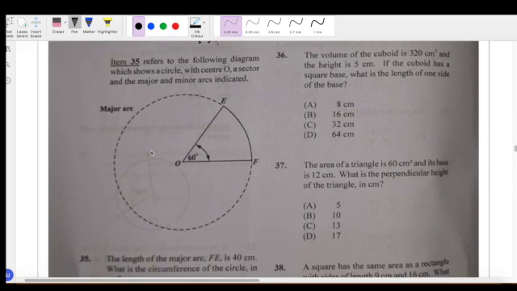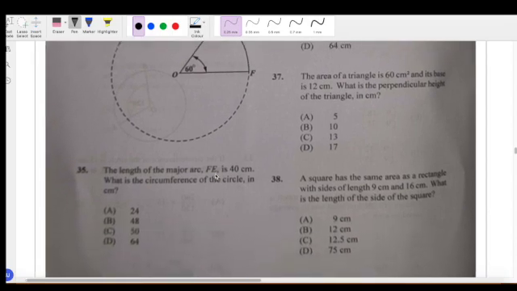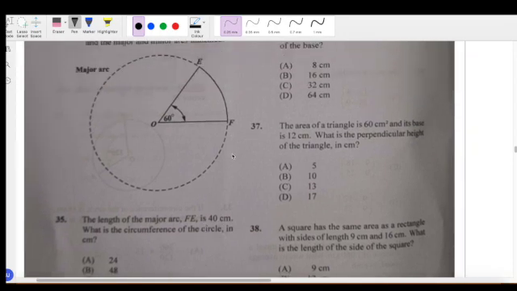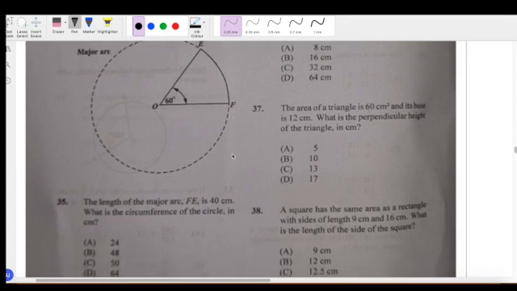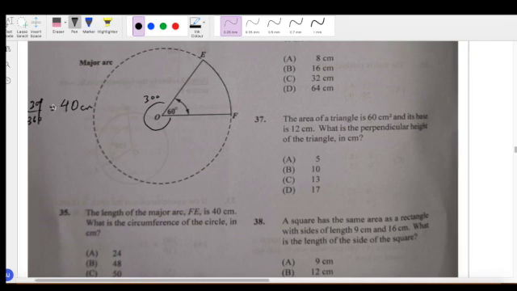Item 35 refers to the following diagram, which shows a circle with center O, a sector, and a major and minor arcs indicated. Alright, so the major arc, this will be a minor arc here. Alright, the length of the major arc, FE, is 40 centimeters. What is the circumference of the circle? Well, if the major arc is 40 centimeters, then that means that the major arc will be 300 degrees of the circle. So that means that 300 degrees of the entire circle, which is most of the circle, is 40 centimeters, right?